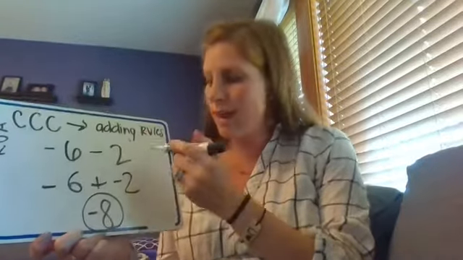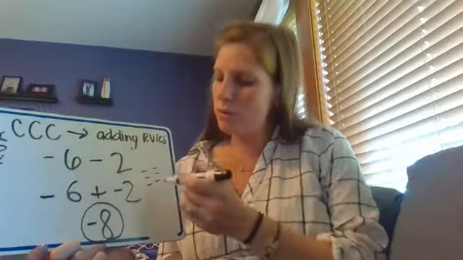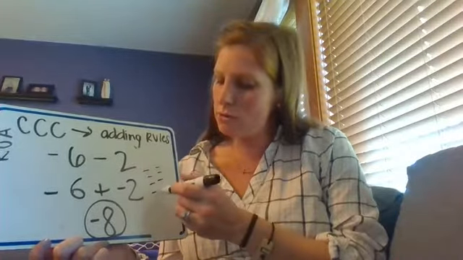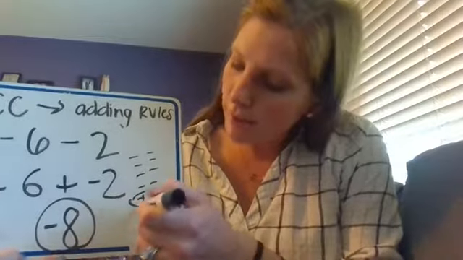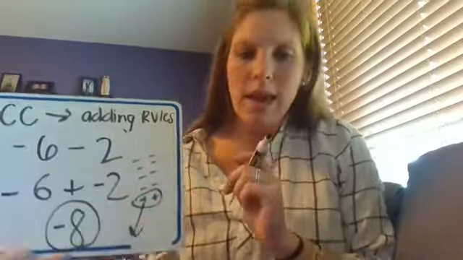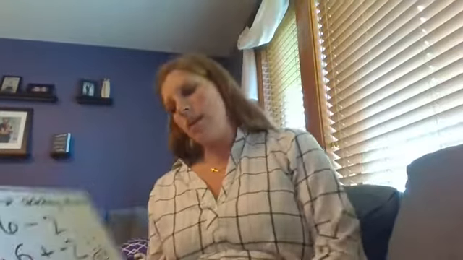In this case, I've got -6, and we're going to subtract 2 positives, so I'm going to make 2 more 0 pairs. And when I get rid of those 2 positives, I'm left with 8 negatives, and so that's why that rule works. One more problem that we'll do, and then I'll be done with my mini lesson.